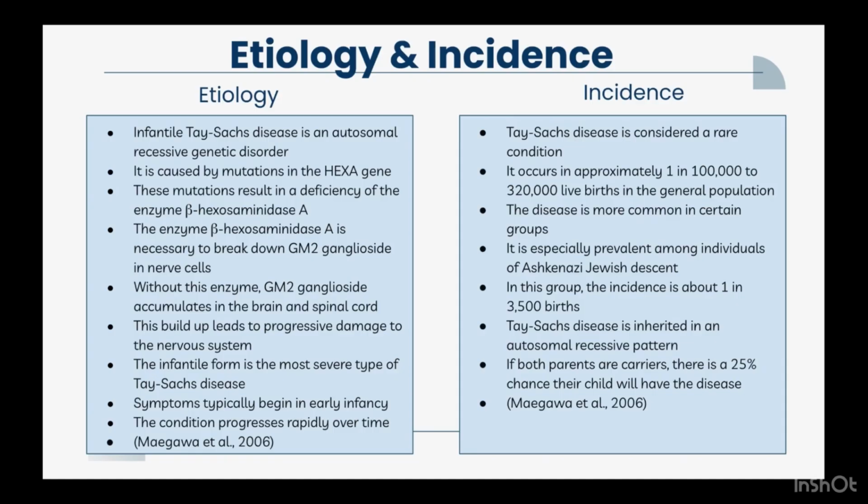So because Tay Sachs is inherited in an autosomal recessive pattern, if both parents are carriers of the mutated gene, there is about a 25% chance with each pregnancy that their child could be affected by this disease.